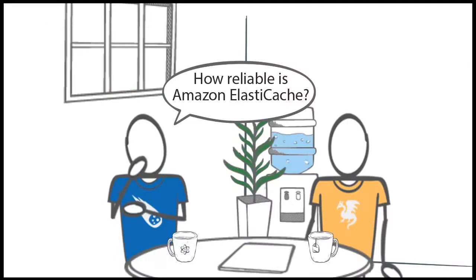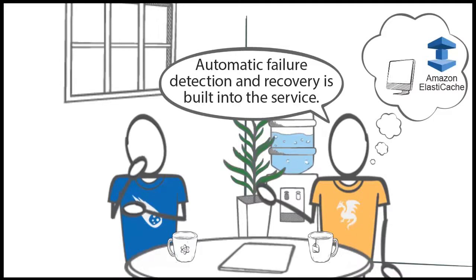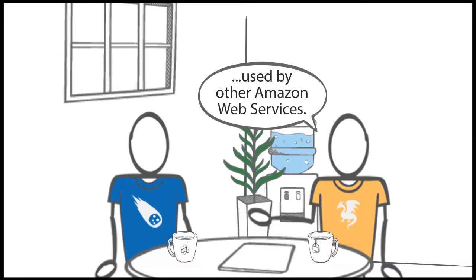How reliable is Amazon ElastiCache? Automatic failure detection and recovery is built into the service. Amazon ElastiCache also runs on the same highly reliable infrastructure used by other Amazon Web Services.